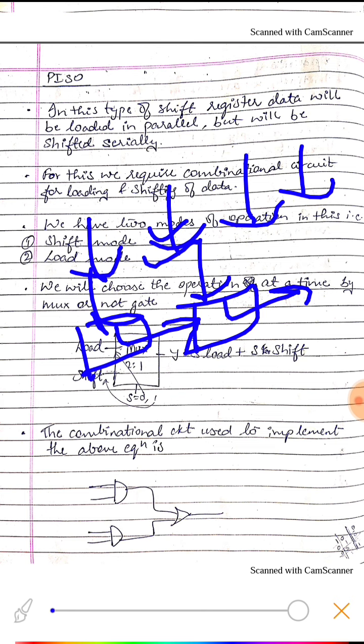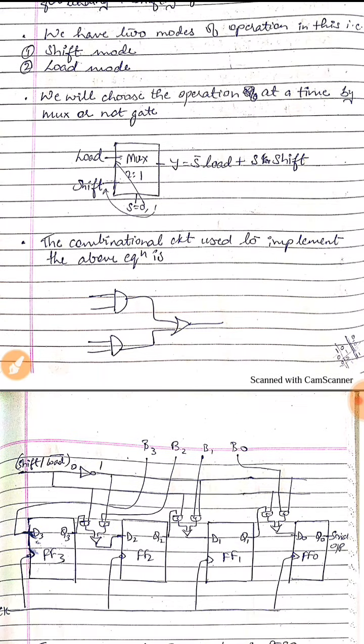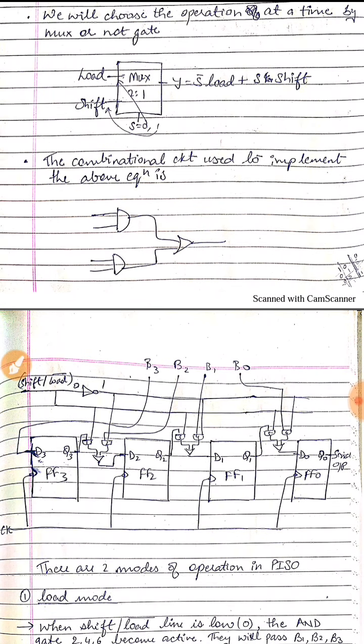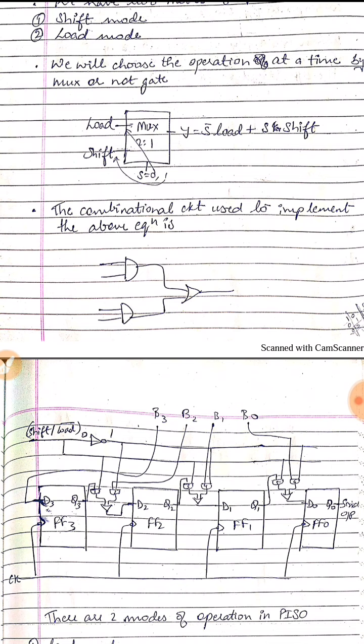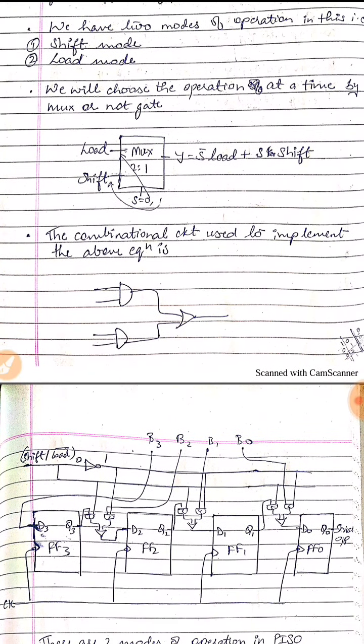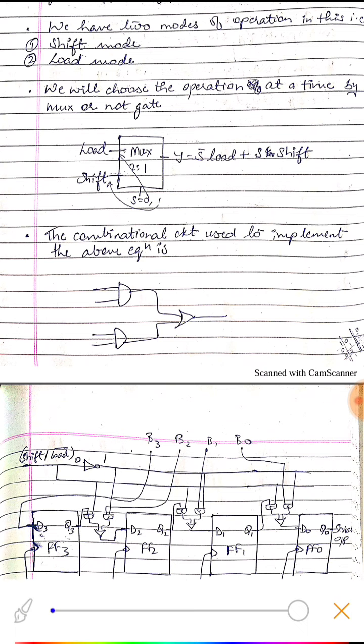Okay, so let's see how it will be done. We need a multiplexer so that we can use the two modes alternatively. First the data will be loaded, and then it will be shifted. For that we need a combinational circuit, and we have used a multiplexer over here.